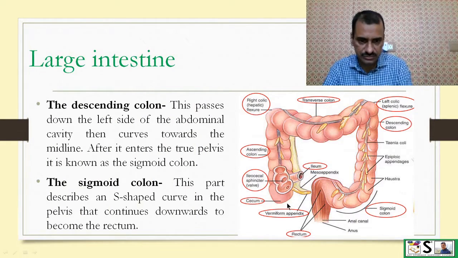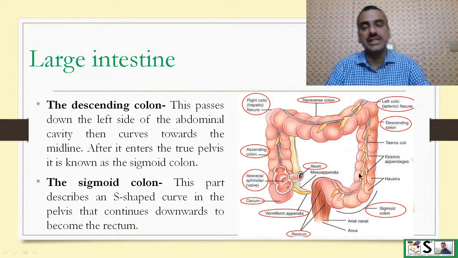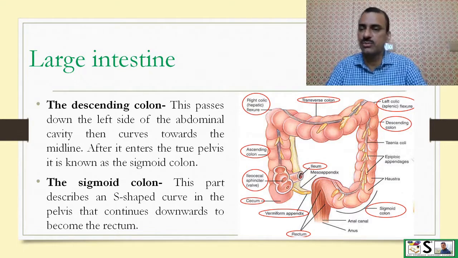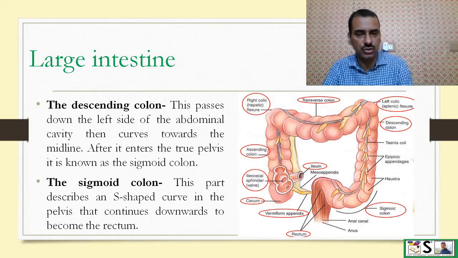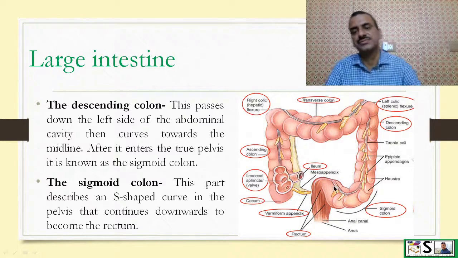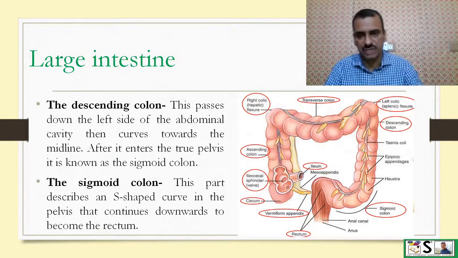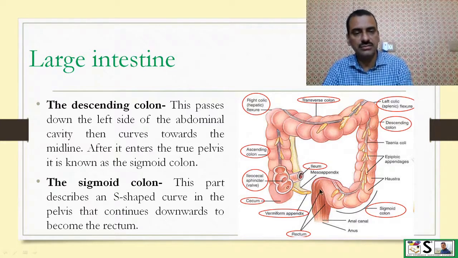Here you can watch it. Cecum, ascending colon, hepatic flexure, transverse colon, splenic flexure, descending colon. The descending colon passes down the left side of the abdominal cavity and curves towards the midline after it enters the true pelvis, and it is known as the sigmoid colon. Here at the last end it becomes the sigmoid colon. The sigmoid colon is the part which is approximately S-shaped and curves in the pelvis to continue downwards and become the rectum.